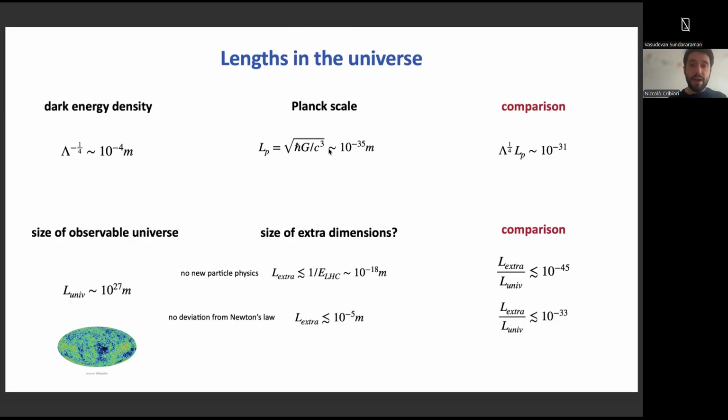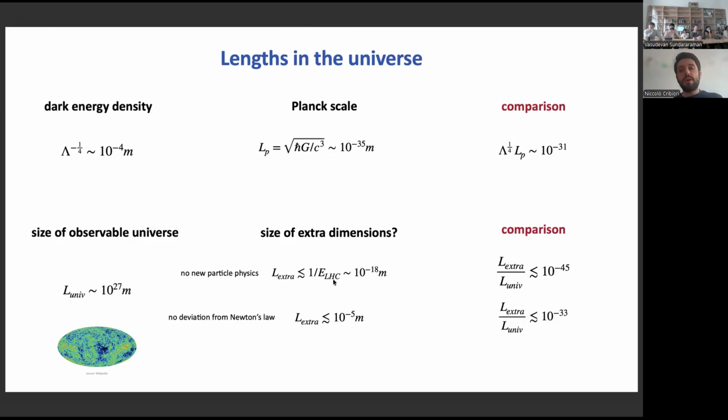The magnitude of these upper bounds really depends on which kind of reasoning and experiments we are using to probe them. If we say that we don't see any evidence of extra dimensions in particle physics or in colliders, we may want to say that for sure they have to be smaller than the inverse energies probed in the colliders, in terms of a length. And this is some 10 to the minus 18 meters if we use the LHC.